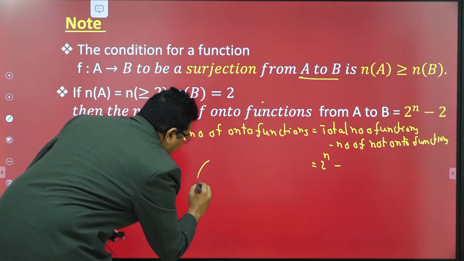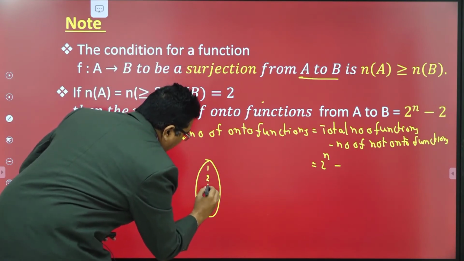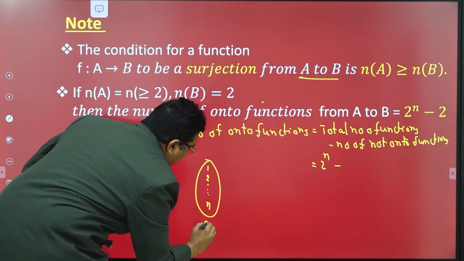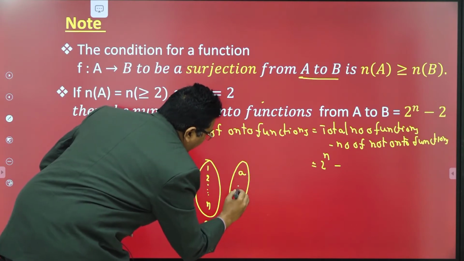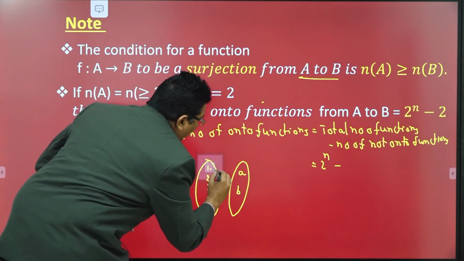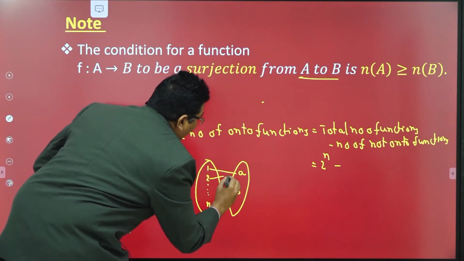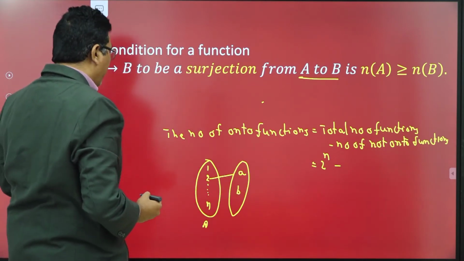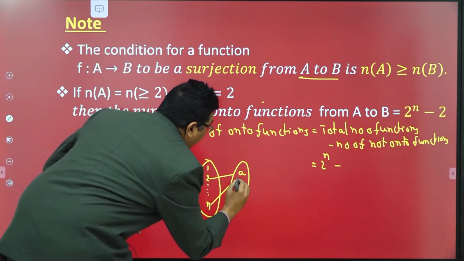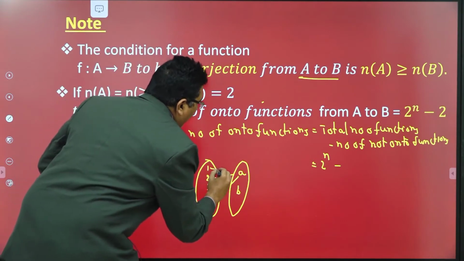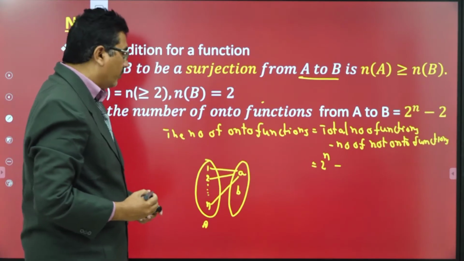Suppose this is set A containing n elements 1, 2 and so on up to n. This is set B containing 2 elements a and b. So the image of each element of domain A is small a. This is one of the not onto functions.